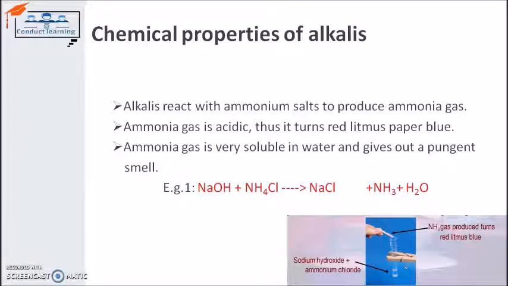Chemical property of alkalis, the next: alkalis react with ammonium salt to produce ammonia gas, NH3. Ammonia gas is basic, thus it turns red litmus paper to blue. That means if the alkalis react with ammonium salts, they produce ammonia gas, which is basic in nature, and it turns the red litmus paper blue.